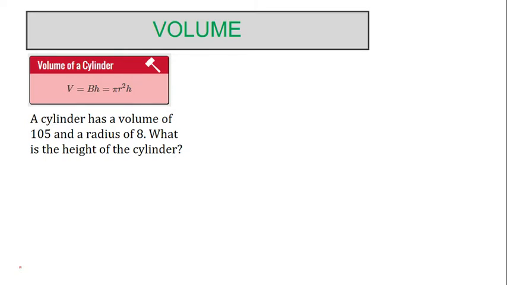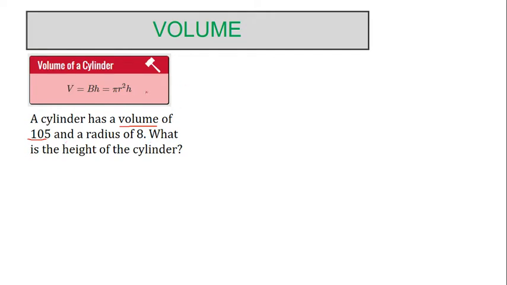All right, so let's continue our discussion of cylinders here. We know the volume formula, we can see it there. Read this question. A cylinder has a volume of 105, and it should say 105 cubic units, whatever the units are, and it has a radius of 8. What is the height of the cylinder? So this time, notice that they're not asking us for the volume of the cylinder, but for the height of the cylinder, and they've given us the volume. So make sure you read what's been given to you.